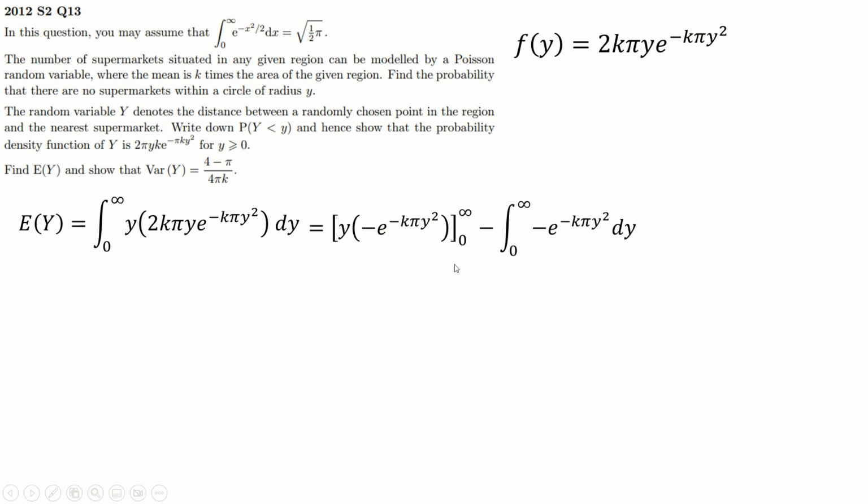Now, this is interesting here. Obviously, the two minuses cancel. We can multiply this in. This is interesting here because when you put in 0, clearly you get 0. When you put in infinity, you get minus infinity times e to the minus infinity, which is 0.